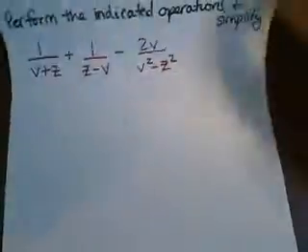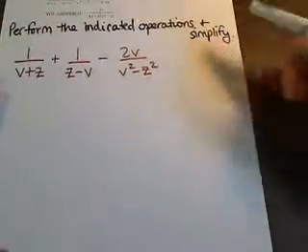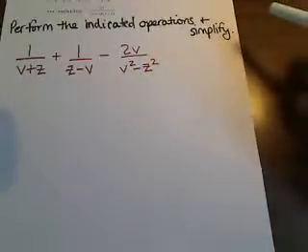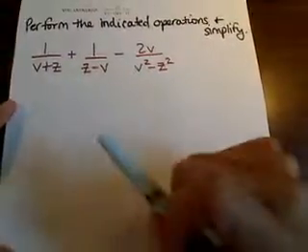Okay, so this is problem 6.5.53, and they ask us to perform the indicated operations and then simplify. And so what we're doing here is we're adding and subtracting, and we have some rational expressions.